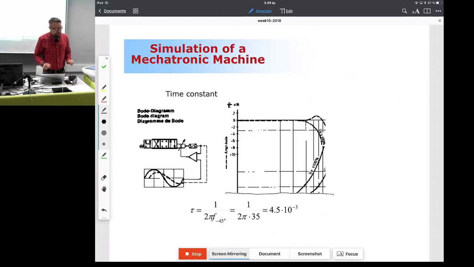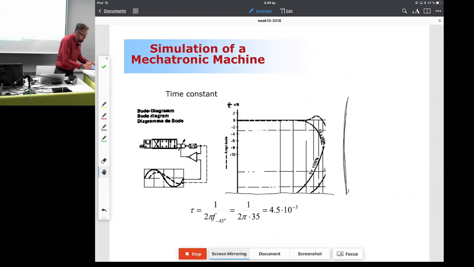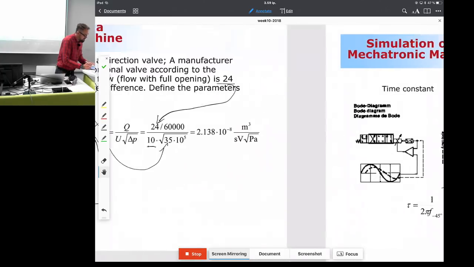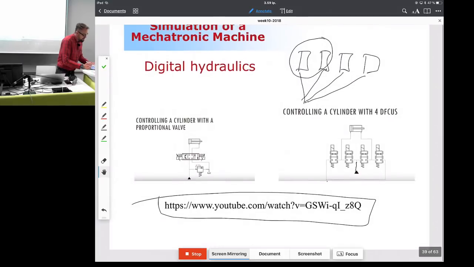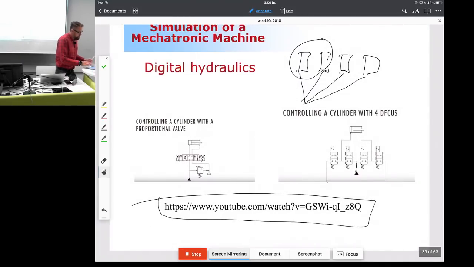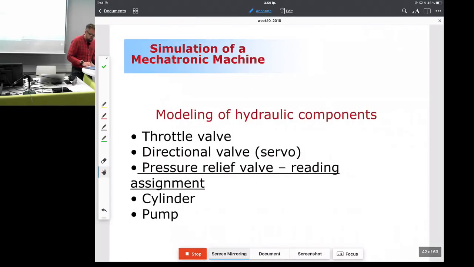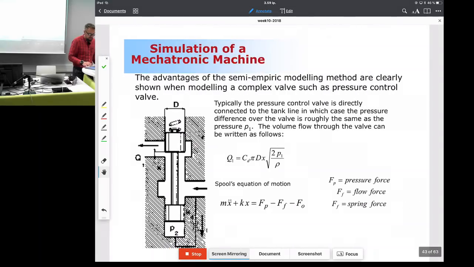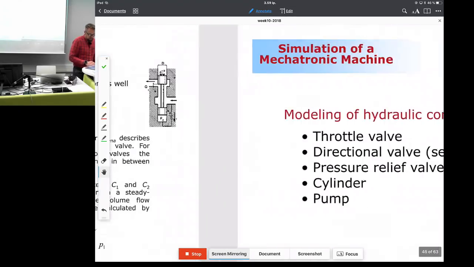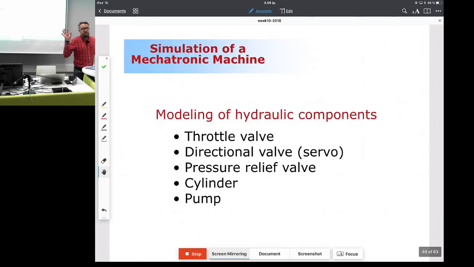So this I need to get back to you next week, and this digital hydraulics I need to get back to you next week. Once we're done with that, we have a few more components to go. Components that we have to cover are pressure relief, but we are not going to look at the details of that. Then we're going to look at the cylinder and the pump. That's about the hydraulics. There's one very nice example about the hydraulic modeling. And once we're done with that, we're going to move on to something else. It is a little bit up to you.